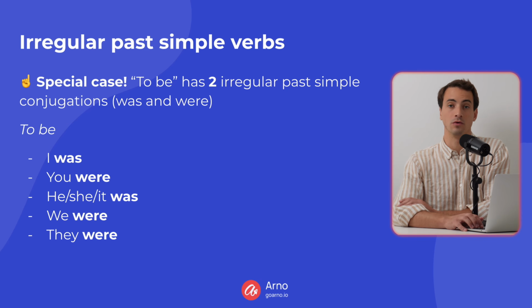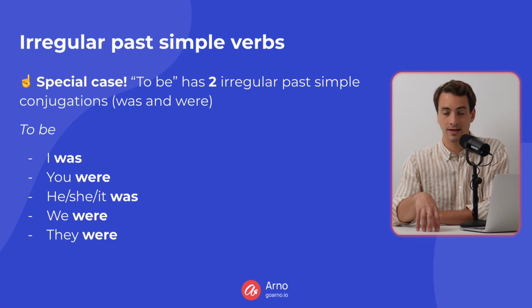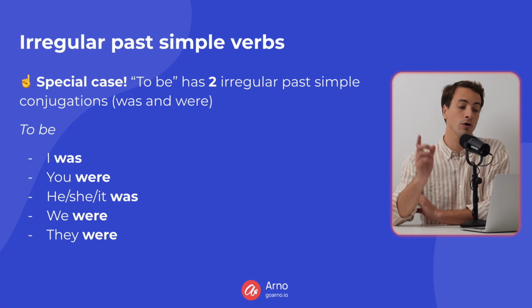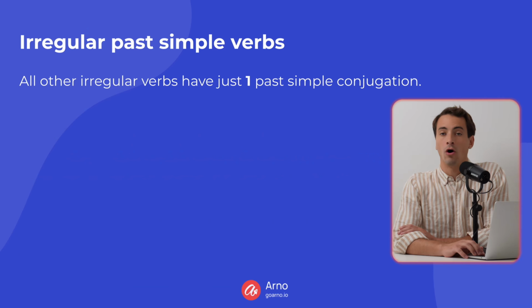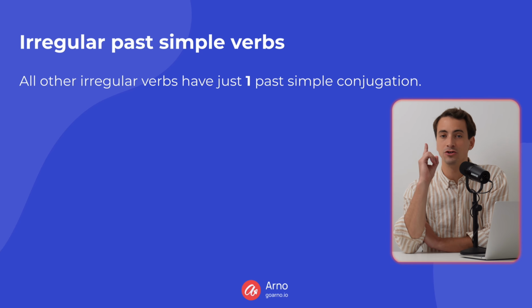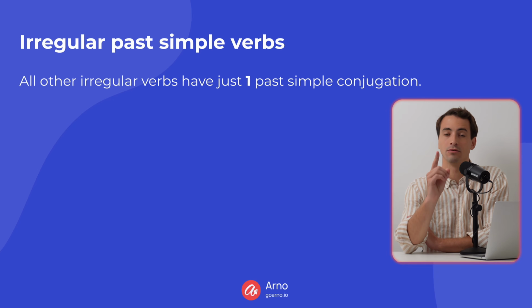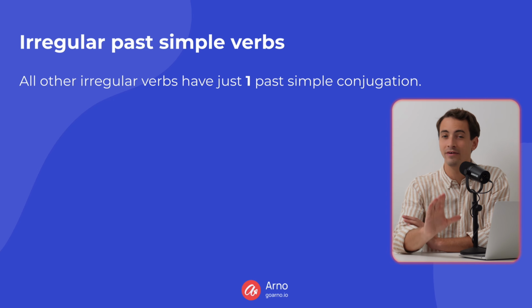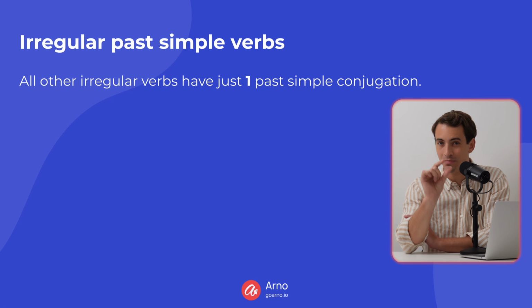So you have to remember that it's I was and he, she, it was, and then for all of the others it is were. You were, we were, they were. All other irregular past simple verbs have just 1 past simple conjugation. So you just have to memorize 1 conjugation for all of the irregular past simple verbs. So that thankfully makes your life a little bit easier.